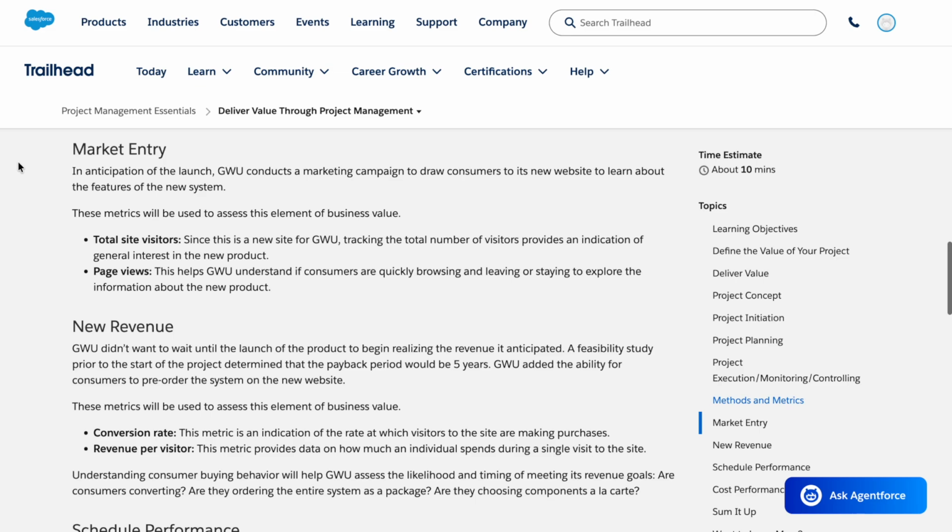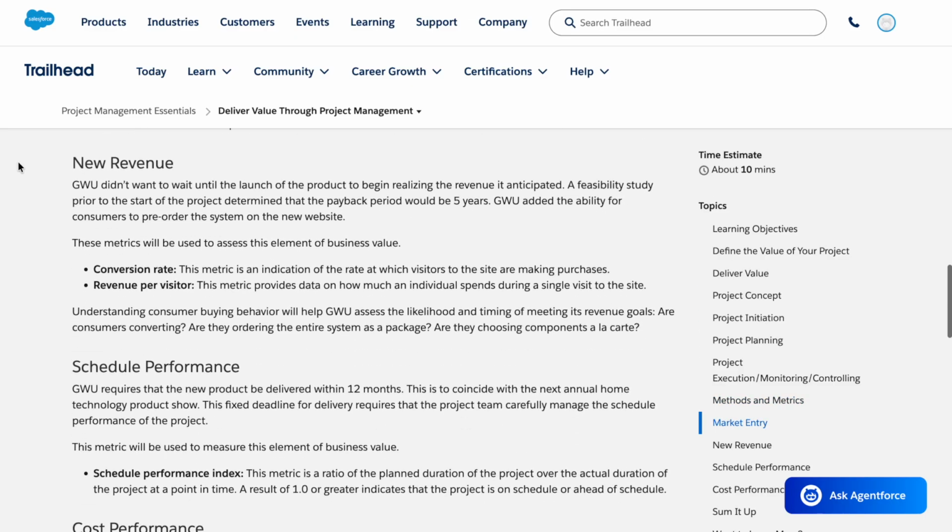Total site visitors. Since this is a new site for GWU, tracking the total number of visitors provides an indication of general interest in the new product. Page views. This helps GWU understand if consumers are quickly browsing and leaving or staying to explore the information about the new product.